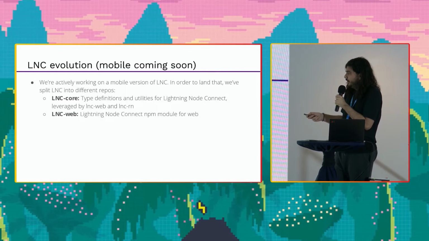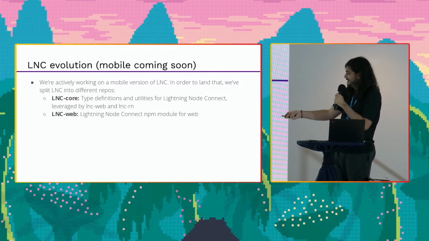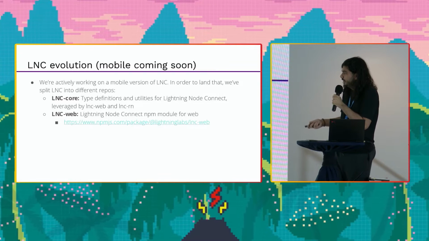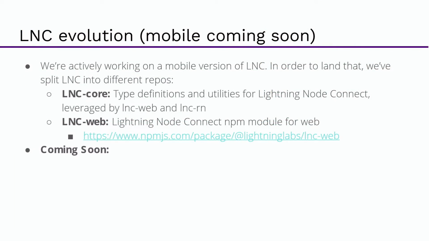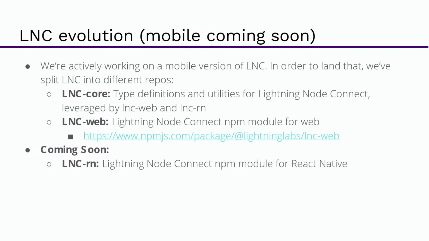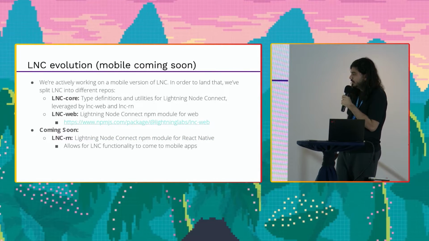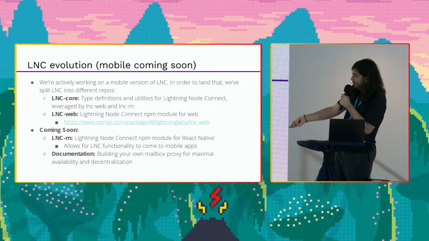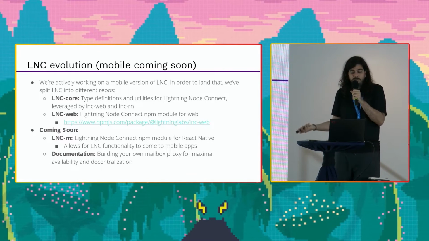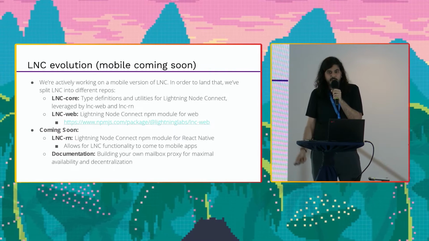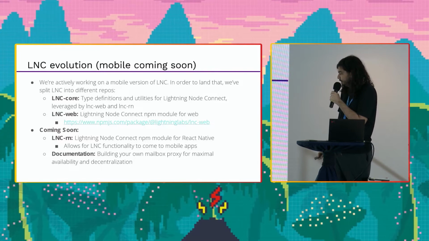And then here's the LNC NPM package. I'll put links at the end and you can access it. Oh, here's the link. But what's coming is LNC React Native, an NPM package for you to use LNC in your mobile application. And what's also coming is documentation around how you can run your own mailbox proxy, so it's not everyone trusting only Lightning Labs to run these mailbox proxies.